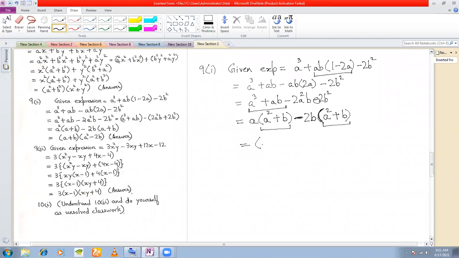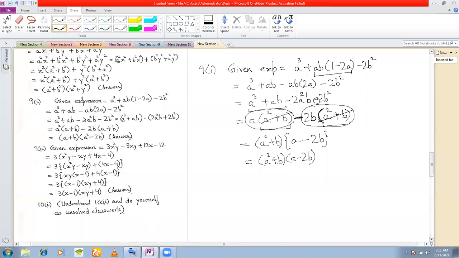So therefore, we can take out a square plus b from both of them. If we take out a square plus b from this term, you are left with only a. And from this entire term, you're taking out a square plus b, so you're only left with a minus 2b. So you get a square plus b into a minus 2b as your two factors.